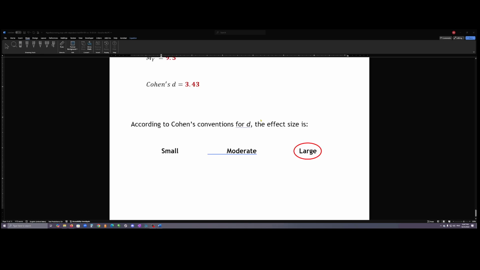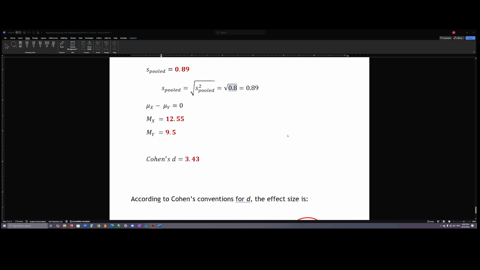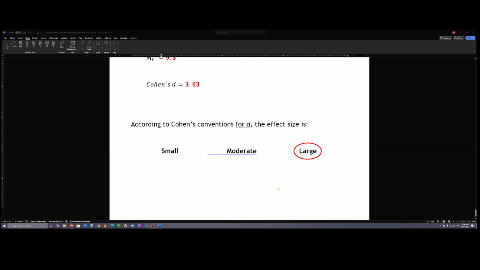Okay, so that essentially is the run-through for the worksheet that deals with doing an independent samples t-test in hypothesis testing.